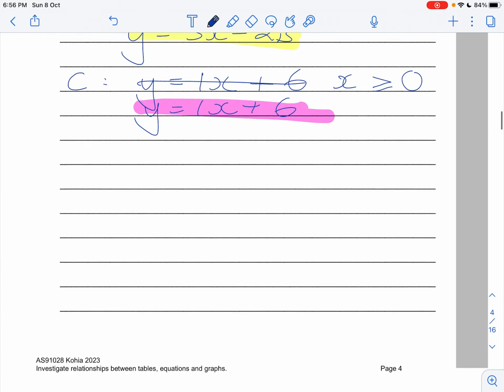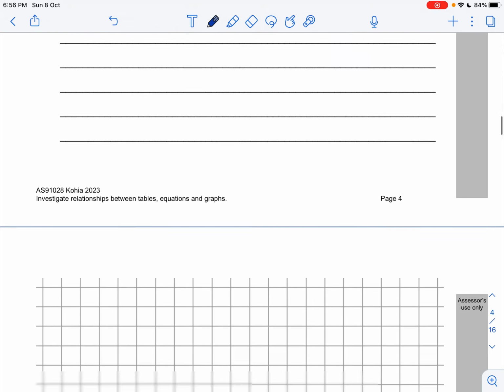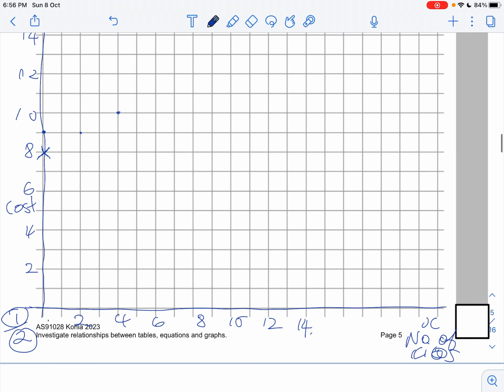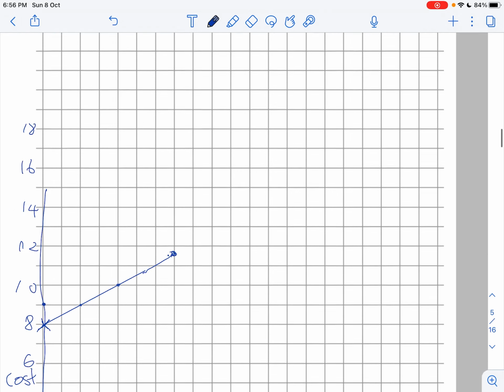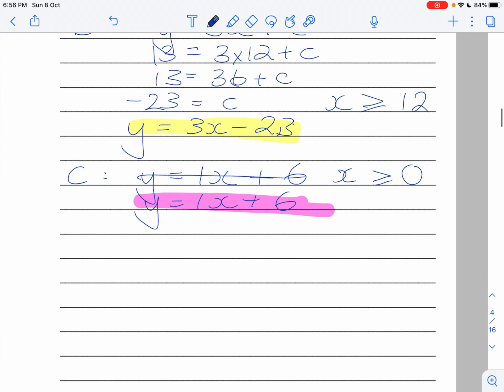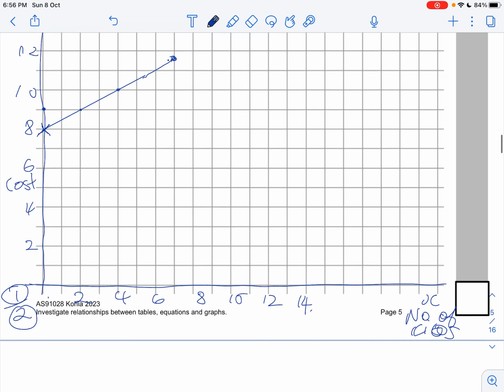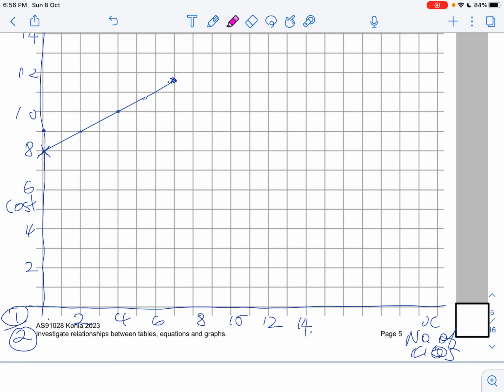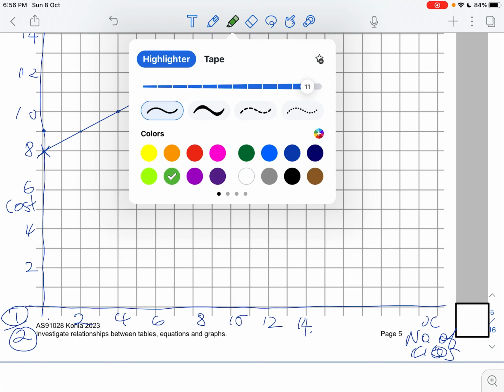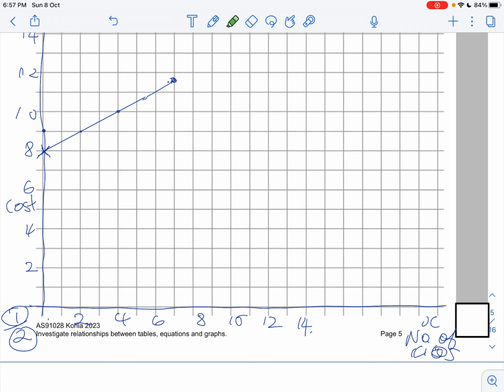But remember, there was a proviso on that: it had to be less than or equal to 7. So we have to stop at 7. So if we draw a line that stops at 7, and we'll highlight it green, as we highlighted that colour green down the bottom as well.